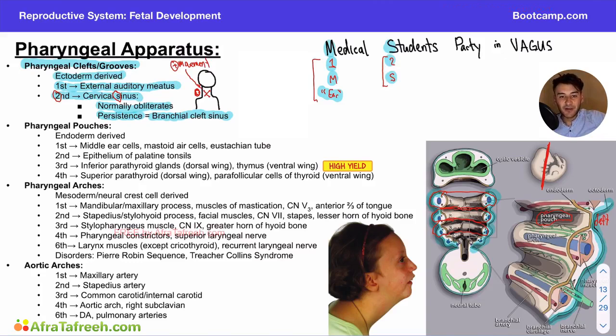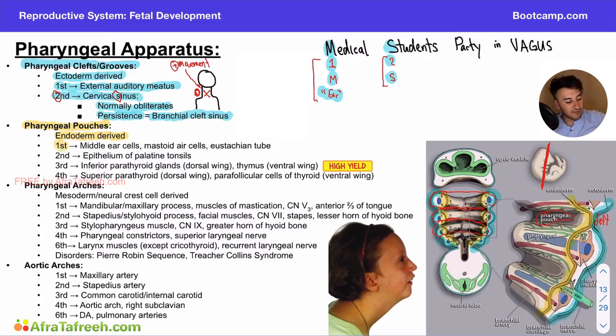Let's move on to talk about our pharyngeal pouches. So our pharyngeal pouches are going to be endoderm derived, which is why I'm using this gold color. If we go over to our diagram, we'll see on this interior portion of the pharyngeal apparatus, we are going to have endoderm derived pharyngeal pouches. So I'm highlighting everything in gold here so you guys can appreciate that. Let's go backwards to our mnemonic now.